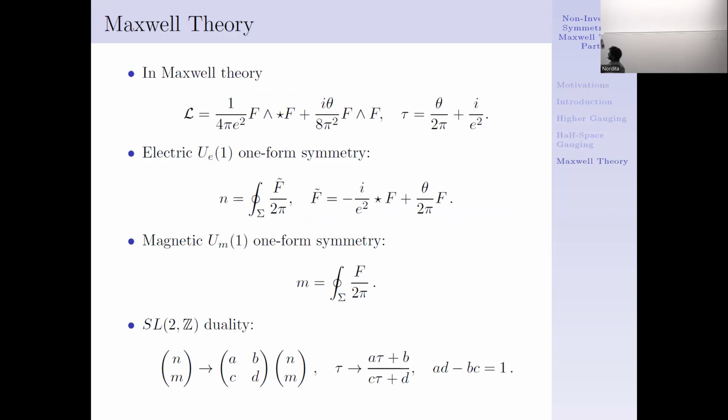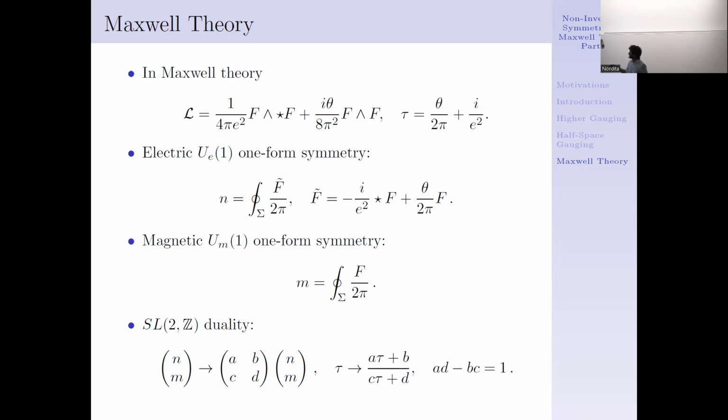Okay, so we start with this Lagrangian, where F is the usual field strength of the U1 gauge field, and we're also going to include a non-zero theta term, and we're further going to group the two couplings theta and e squared into a complex coupling tau. As we all know, Maxwell theory has two one-form symmetries: a U1 electric one-form symmetry, whose current is F tilde, the dual field strength given by this combination, and also a magnetic one-form symmetry, whose current is just F.